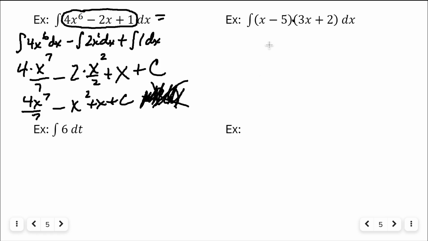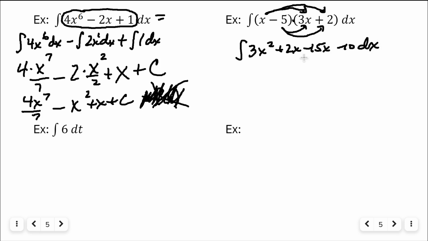So what we're going to have to do is go back to where we first started. We're going to have to multiply this out. That's the only way you're going to be able to integrate this thing. You can't integrate it yet until it's multiplied out. So you get 3x squared plus 2x minus 15x minus 10. And then I'll combine these like terms before I do anything. I have 3x squared minus 13x minus 10.